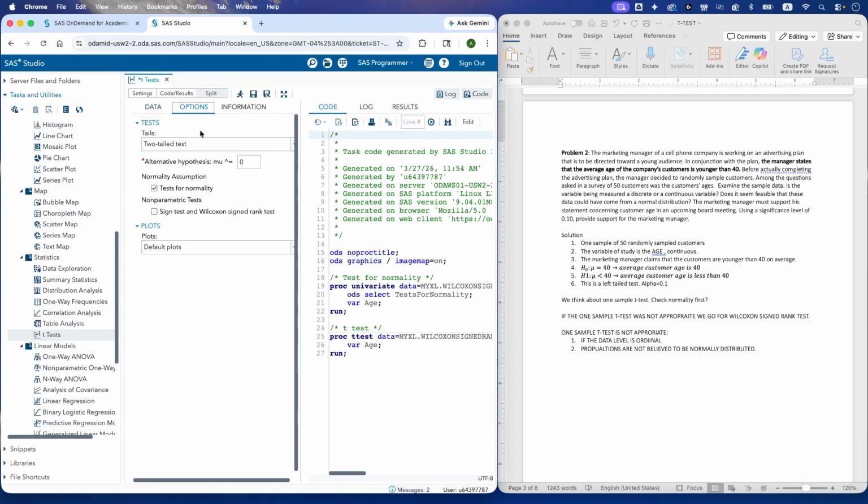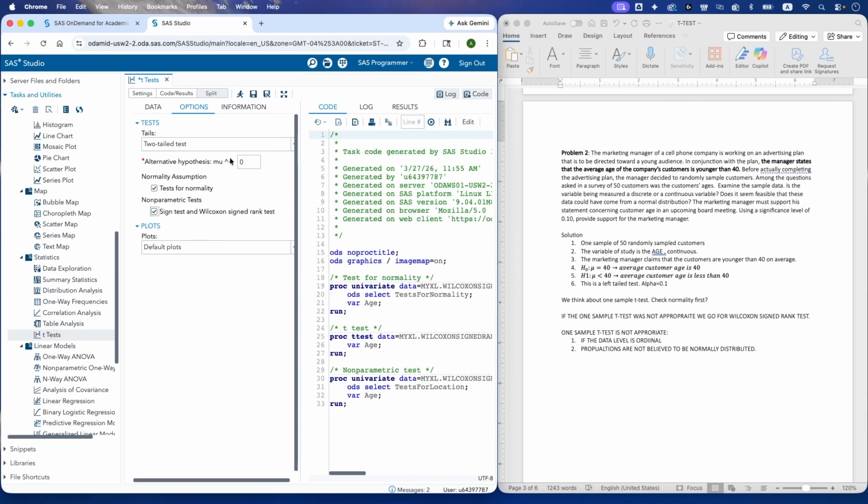Really, what I'm going to do, it's a one tail test, but I'm going to keep it two tail test now, because if I change it to one tail test, it's not going to show me the Wilcoxon signed rank test. So how to deal with this, I'm going to show you. But I'm going to keep it two tail test. I'm going to choose this as well.